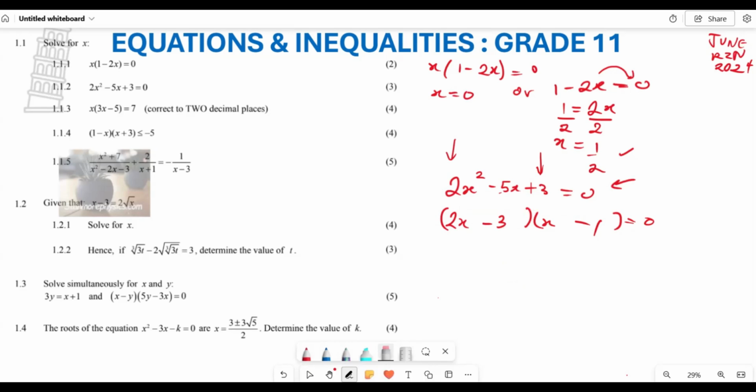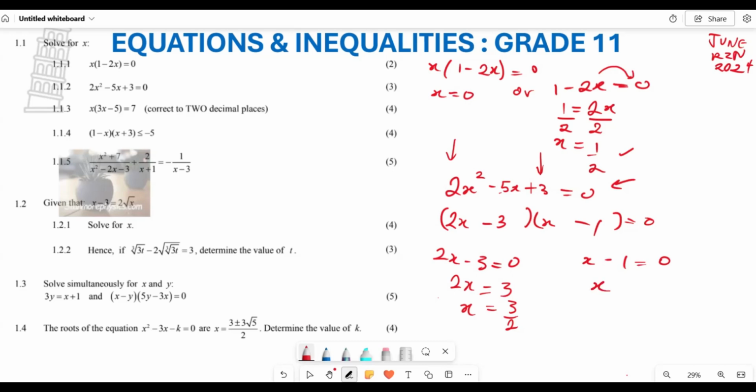So now after that, what else am I going to do? Now I am going to say this is the same as 2x subtract 3 is equal to 0, and x subtract 1 is equal to 0. Then from here, can you see that this is the same as 2x is equal to 3, which means x is going to be 3 over 2, since I'm dividing both sides by 2, right?